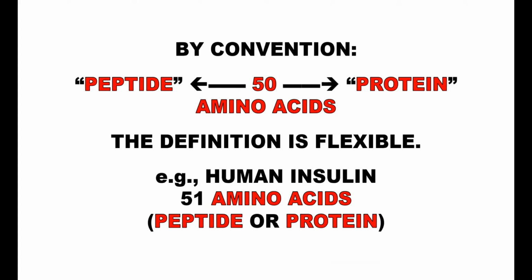If they contain 50 or fewer amino acids, they are called peptides, or if they contain more than 50 amino acids, they are called proteins. However, this definition is flexible. For example, the human hormone insulin, commonly associated with the disease diabetes, contains 51 amino acids. So this places it at the borderline of being called a peptide or a protein.